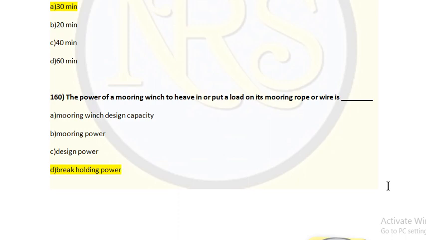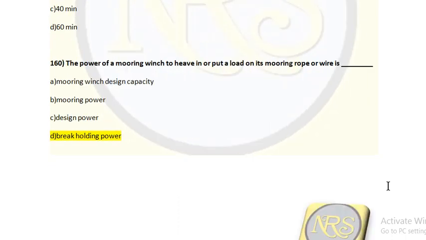Question number 160. The power of a mooring winch to heave in or put a load on its mooring rope or wire is dash. Option A mooring winch design capacity. Option B mooring power. Option C design power. Option D brake holding power. The correct answer is option D brake holding power. We also talked about brake test in the previous video of mooring system. So for question number 160, option D is the correct answer.